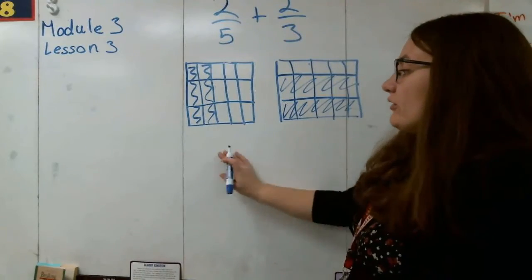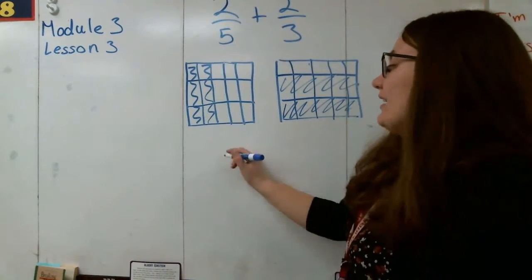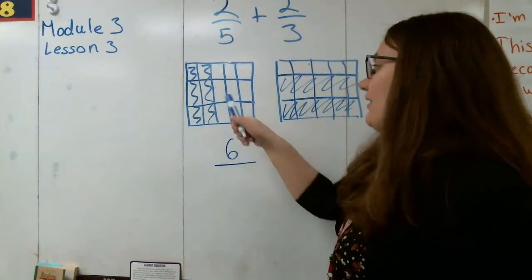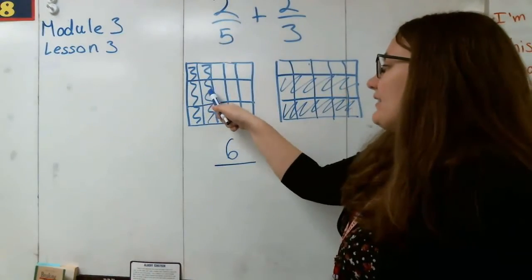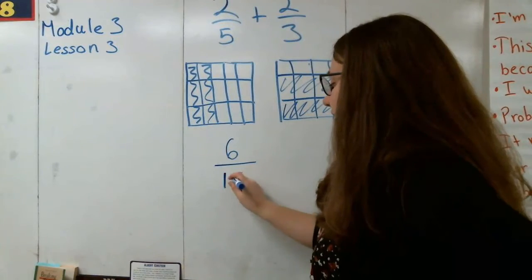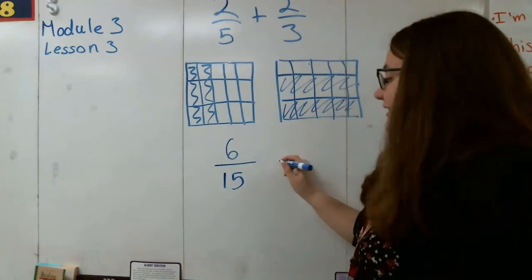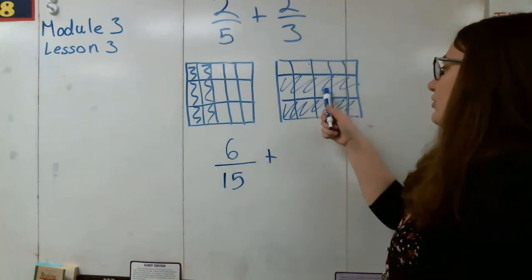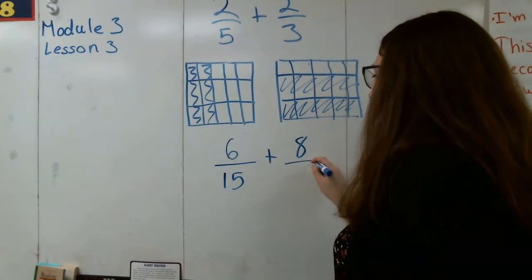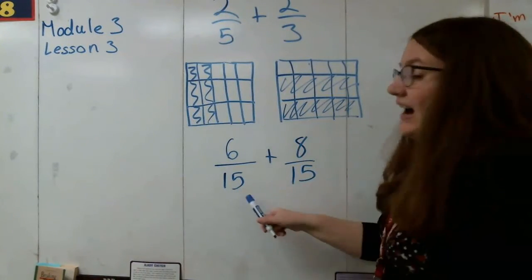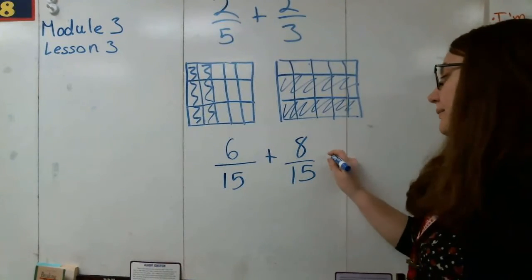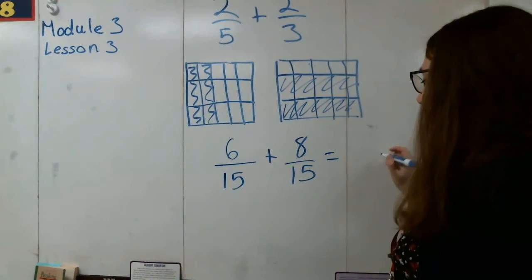So I'm going to write my new equivalent fractions. 1, 2, 3, 4, 5, 6. So I have 6 out of 1, 2, 3, 4, 5, 6, 7, 8, 9, 10, 11, 12, 13, 14, 15. So I have 6/15 plus 1, 2, 3, 4, 5, 6, 7, 8. Plus 8/15. I have common denominators now, so I can add up my numerators.